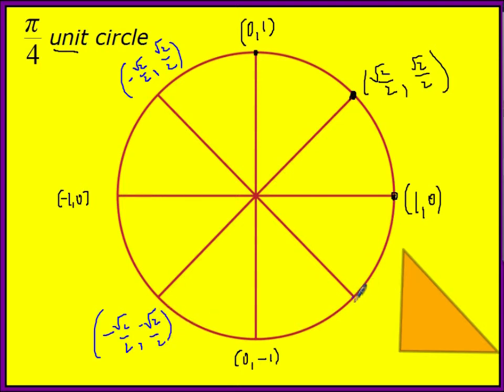Go across the y-axis again to this fourth quadrant point, and what we'll see is same thing, square root 2 over 2 and square root 2 over 2, but the x value is positive, the y value is negative.